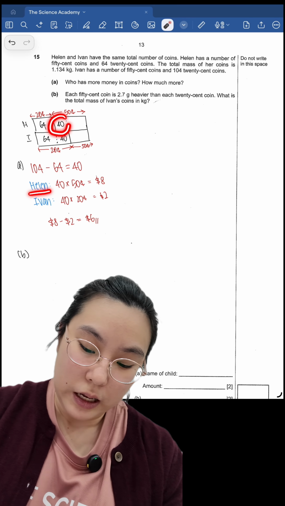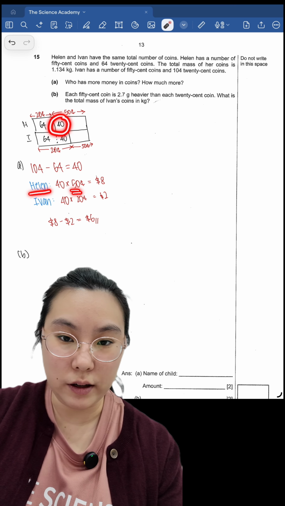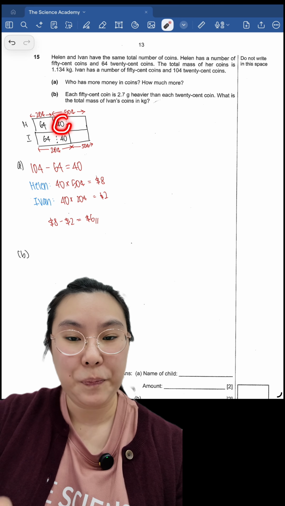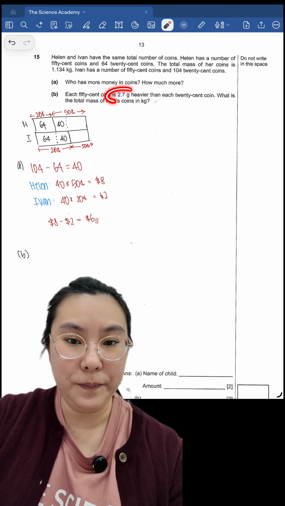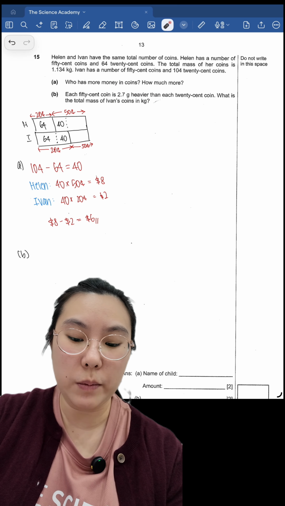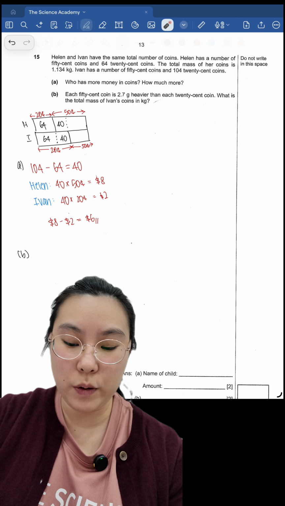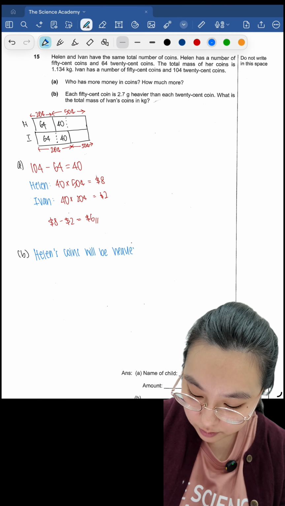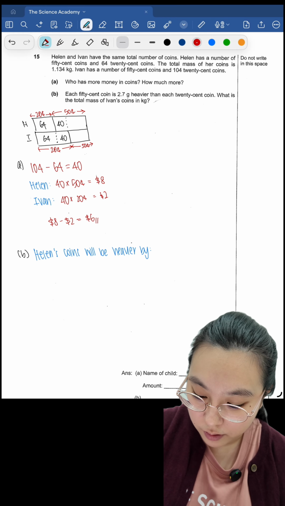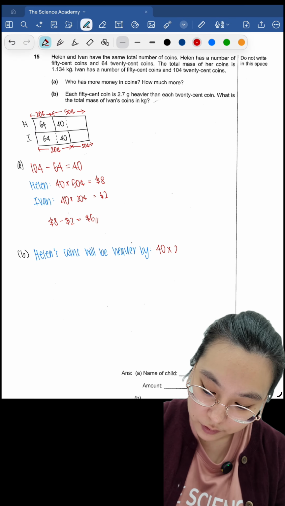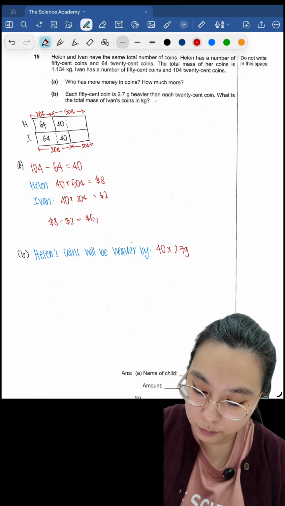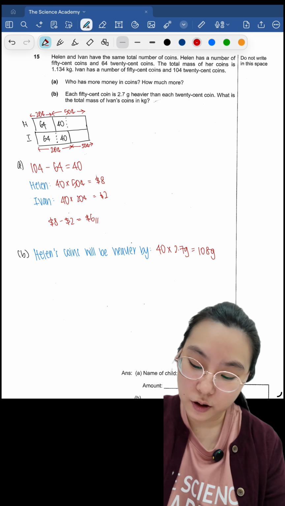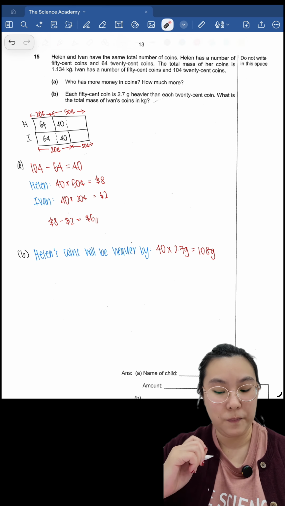So let's think about it. If Helen has 40 coins here, they are all 50 cents, and Ivan has 40 coins here, they are all 20 cents, that means these 40 coins of Helen will then be 2.7 grams heavier each than the 40 20-cent coins of Ivan. So therefore, Helen's coins will then be heavier by an amount of 40 coins, with each coin being 2.7 grams heavier. This gives 108 grams of mass difference.